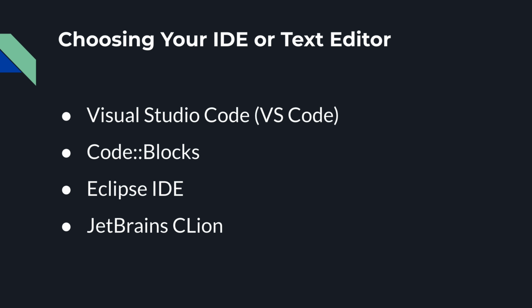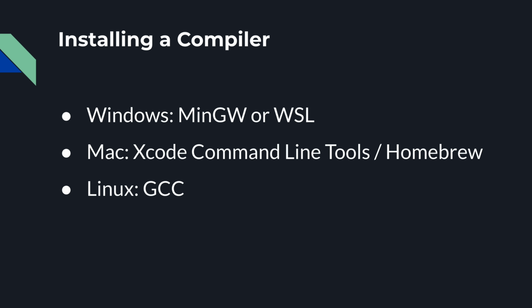Next, you will need to install a compiler. For Windows, you can use MinGW or Windows Subsystem for Linux, that is WSL. For Mac users, you should install Xcode command line tools or simply use Homebrew. And on Linux, of course, GCC is your go-to compiler.